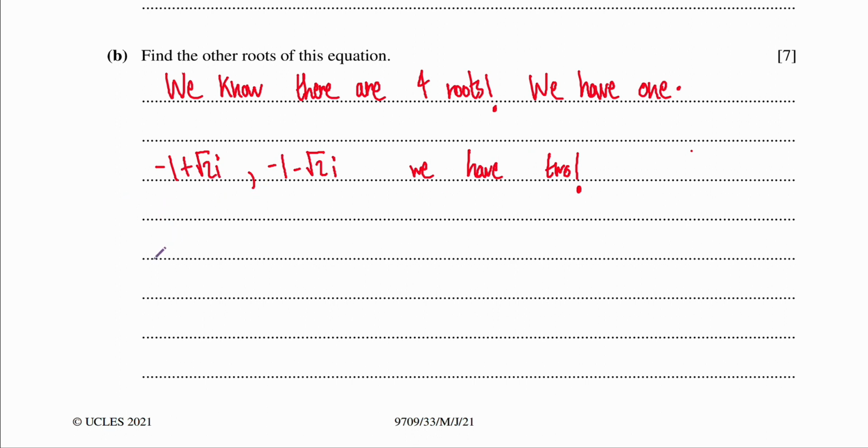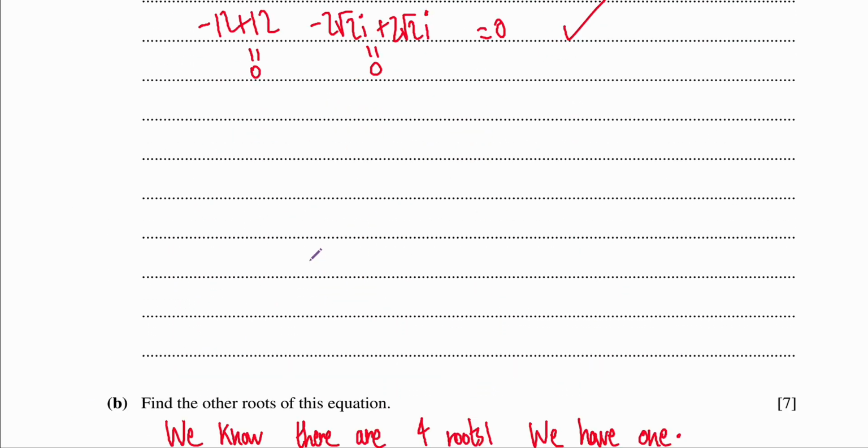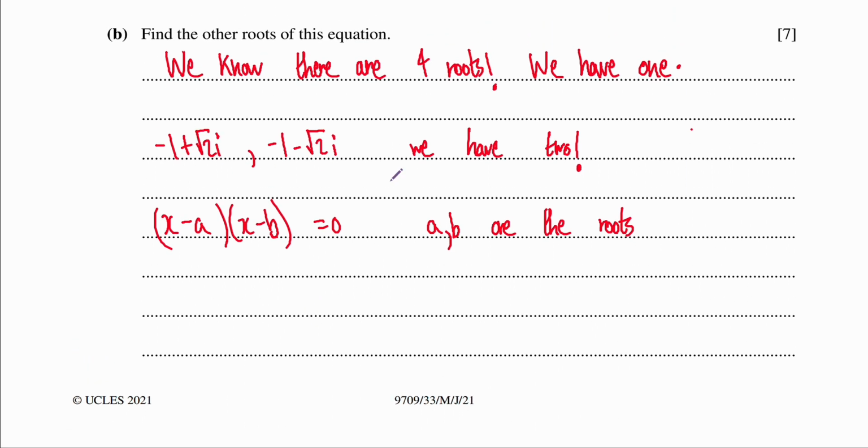Okay, so we know the roots of the equation look like this, right? So if I did x minus a, x minus b is equal to 0, then I know a and b are the roots. This is just simple knowledge from basic algebra and pre-calc. Quadratic equations, when you factorize it like this, you know that a and b are the roots. But in our case, we have something to the power 4. Well, we know 2 of the roots, right?